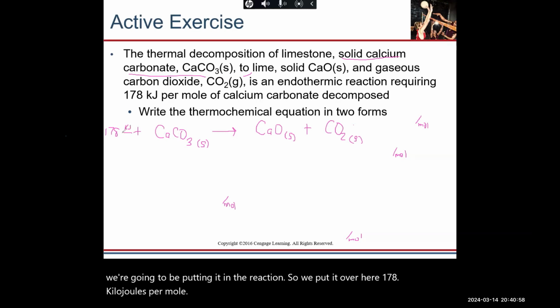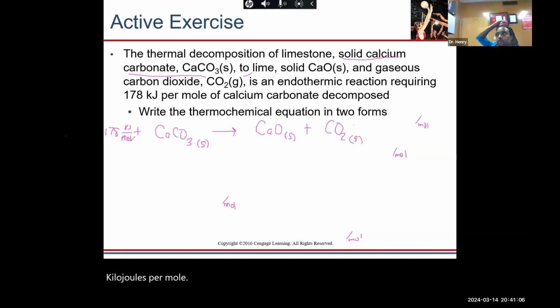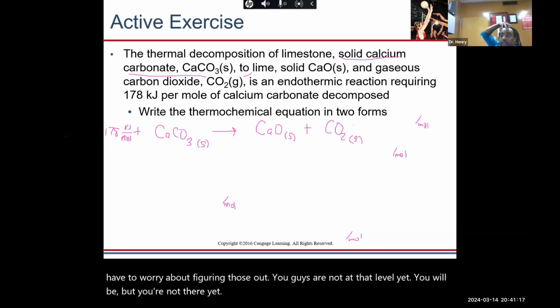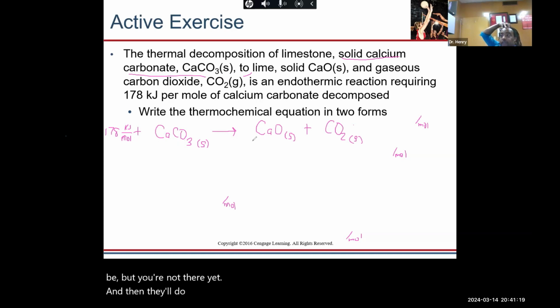I have a question. When you ask to balance, is there ever a time where we would get a problem like this where it's not balanced? Yes. Typically they're going to give you the chemical compounds, so you don't have to worry about figuring those out. You're not at that level yet. You will be. Then you have to write the chemical equation and make sure it's balanced.